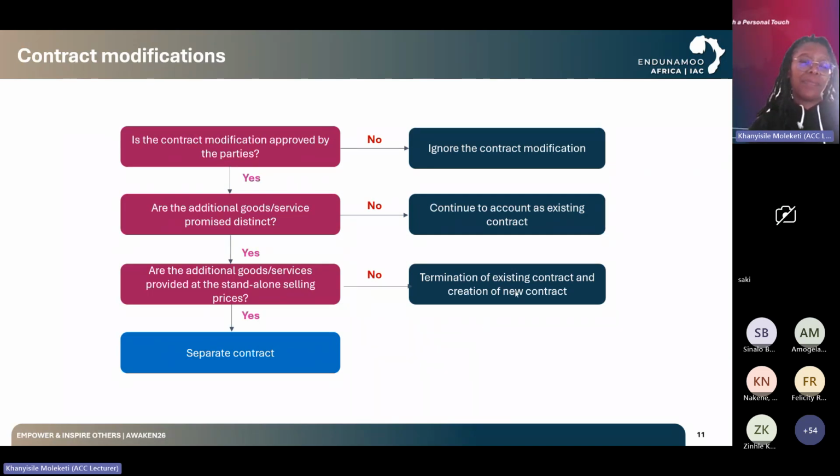This last one, of why we end up terminating the existing contract and creating a new one, is in this scenario: I had an initial 20, or we had agreed to an initial 20 at 50 Rand. Now I'm selling the remaining 5 at 20 Rand. It is not reasonable that I would enter a contract with Zinhle at 50 Rand and a contract with Felicity at 20 Rand. That's not fair representation, because the bottles I'm selling to Felicity, if it's the exact same bottles, I would not sell for 20 Rand.